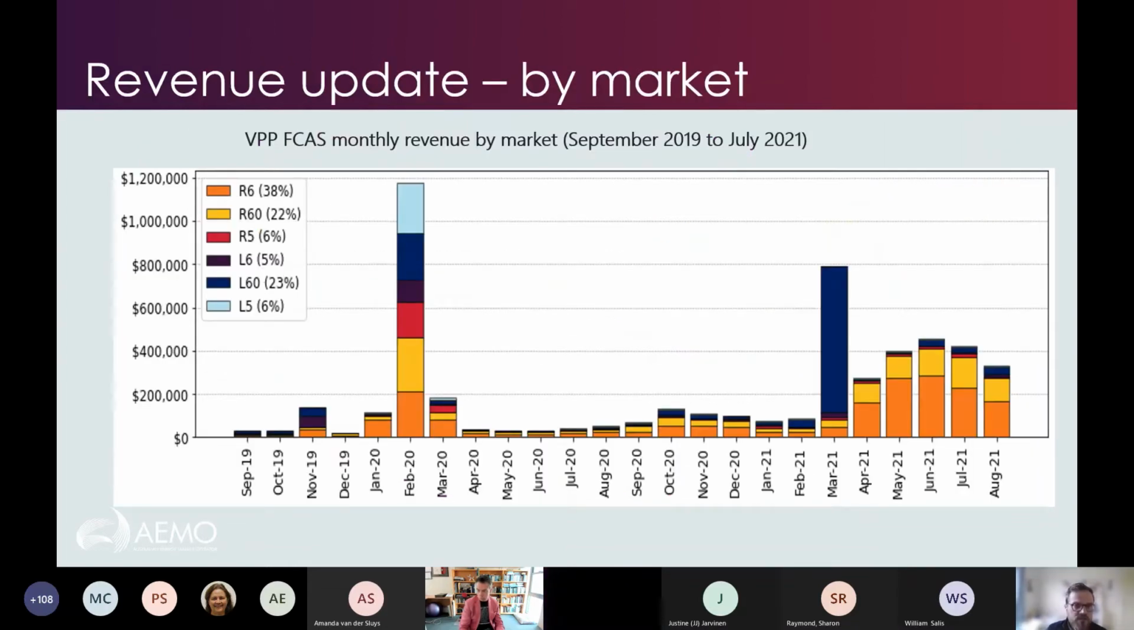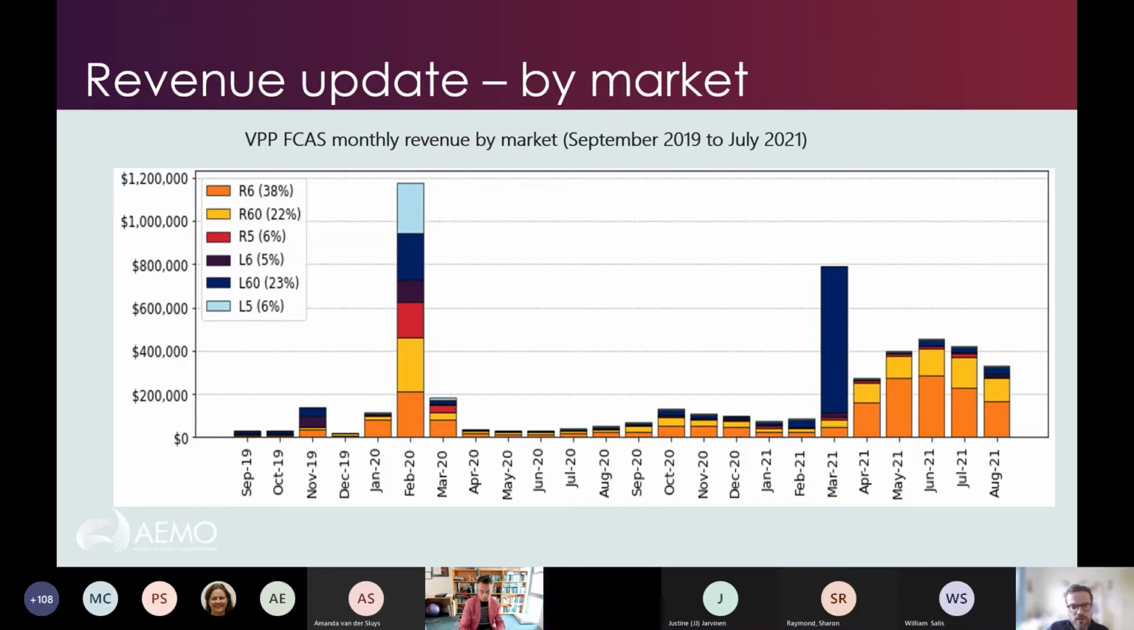And here's a revenue update. So this shows the monthly revenue across all of the VPPs participating, all the way up to August 2021. So you can see that FCAS revenues are highly event driven. The revenues in February 2020, that was in relation to a separation event that occurred between South Australia and Victoria, where that separation lasted for a couple of weeks, and in that couple of weeks, the FCAS markets were pretty much at the market cap for most of that time, and so there was a large amount of FCAS revenues that occurred in that month.